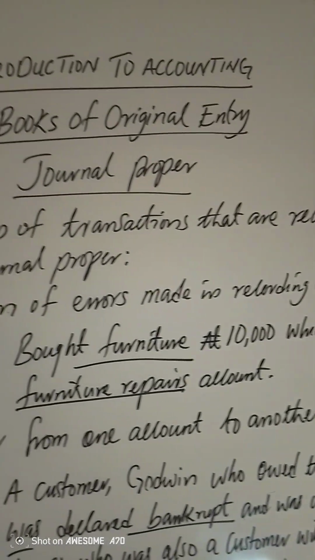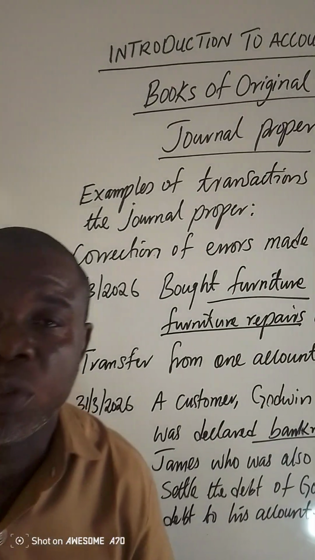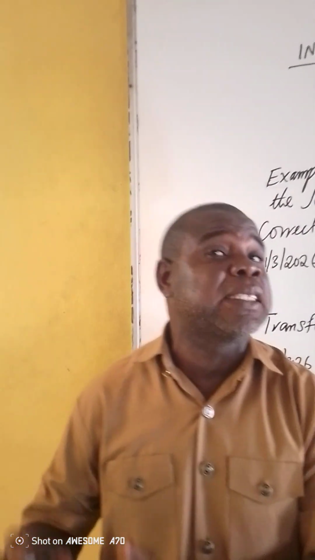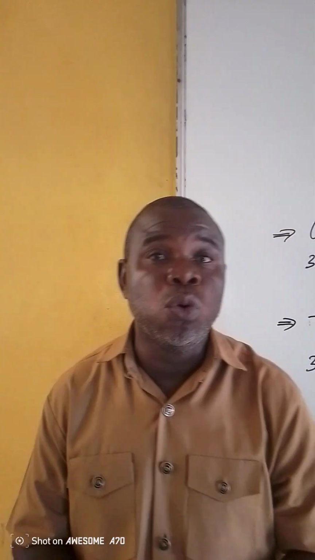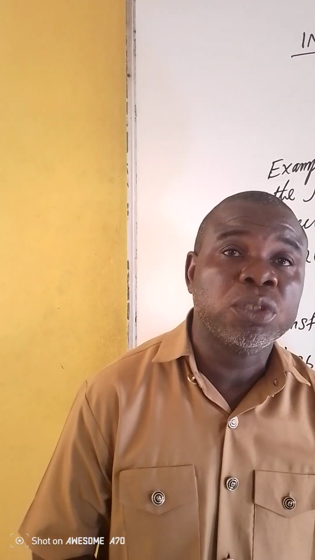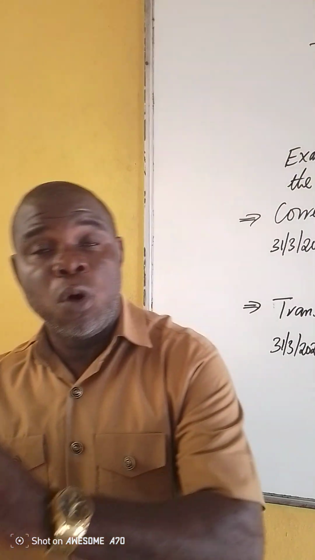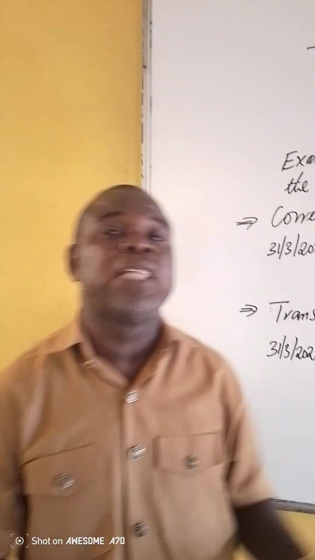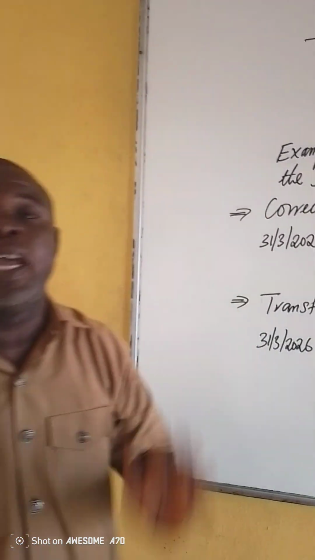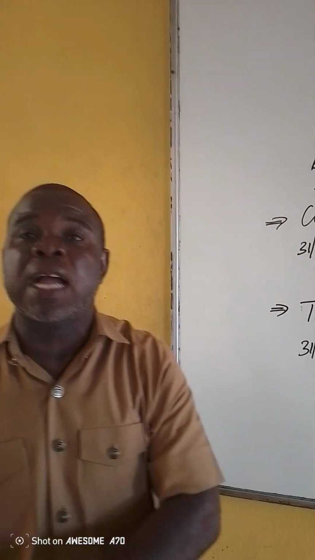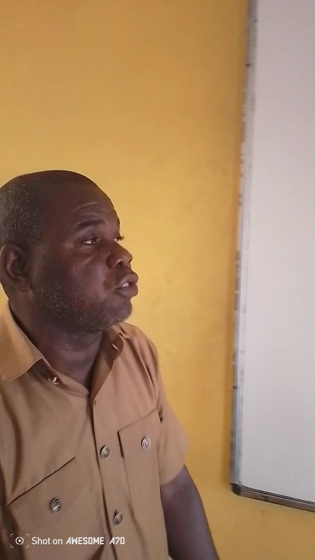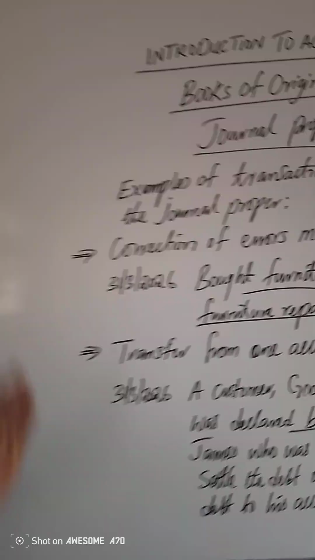And one of the books is Journal Proper. I told you that Journal Proper has specialized transactions recorded in it, such as purchase and sale of non-current assets on credit, goods withdrawn for personal use, and opening entries of an existing business. Others are correction of errors and transfer from one account to another. We already treated the other three. Today we are coming to conclude with the other two.